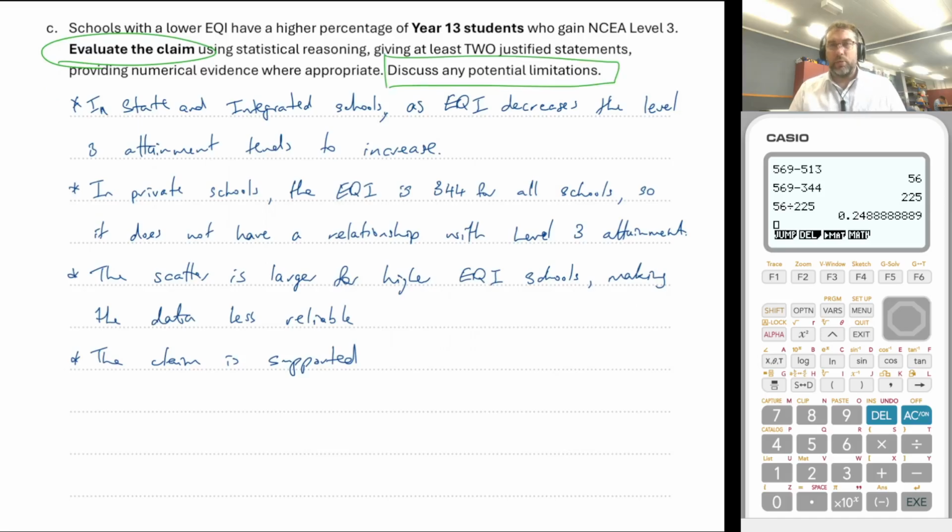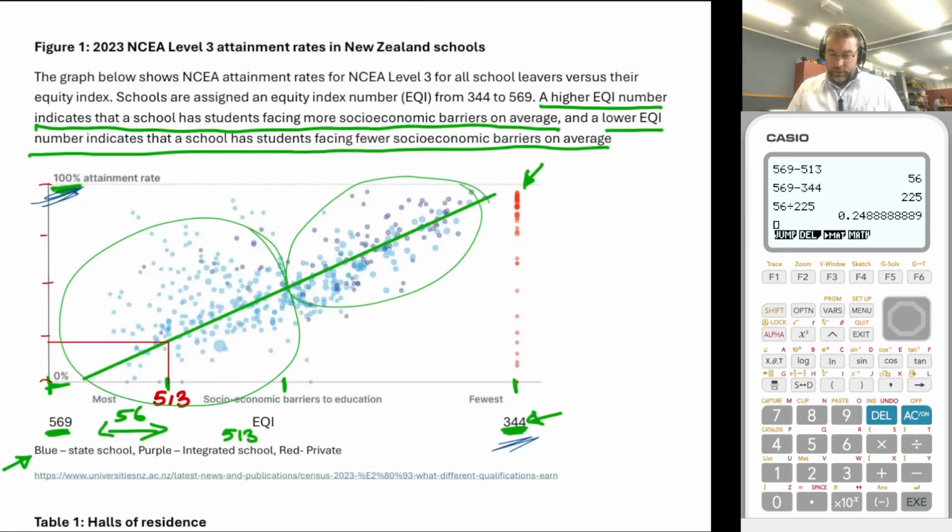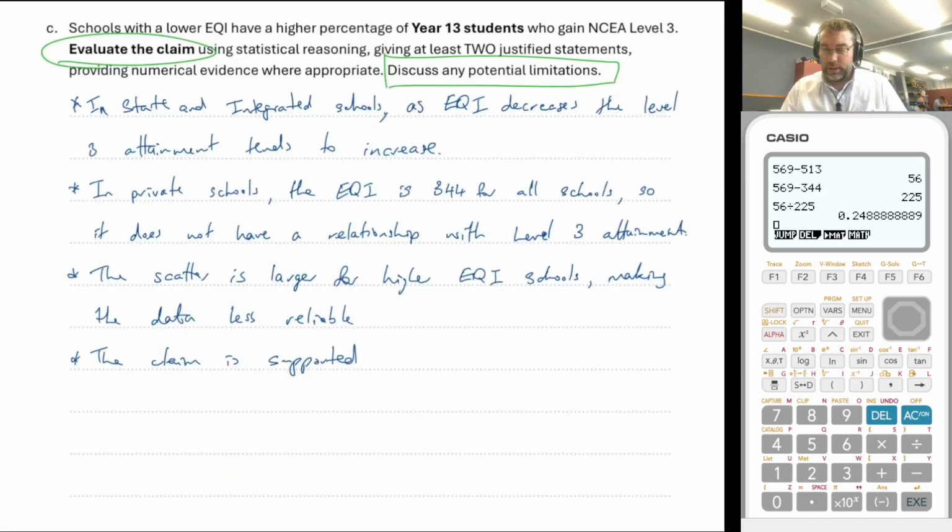So this is really a key point for excellence. What I've written so far would probably get you a merit mark on this question, but we need to talk about limitations of this data for excellence. So when I look at the graph, there are a few things. That the scale is not clear. That's a potential limitation. But I'm going to read the text again, and I can see that in the text it says this is the attainment data for all school leavers. And this could potentially be a different graph if we looked at just year 13s, because all school leavers would include year 12 students. So I'm going to write a statement about that.